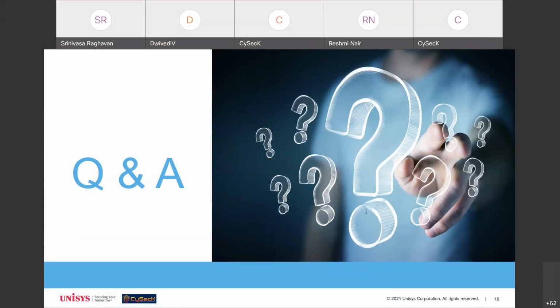So Bala Sai is asking about the roadmap of cloud security. If you could tell something about the roadmap of cloud security. I think you'll have to look at some of the analyst reports, Gartner or Forrester, and you'll get more details about the cloud security roadmap.